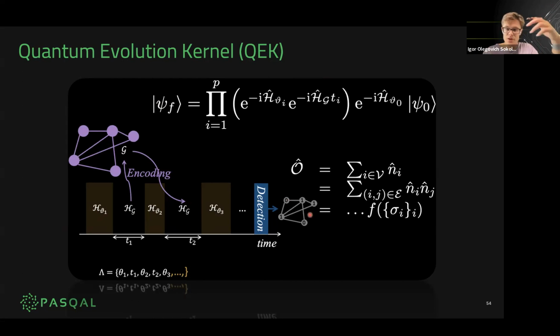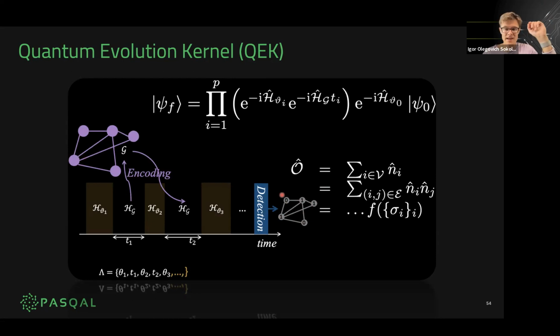And then you measure. What you measure is the occupation of every site, and then you can detect what the state, the bit string, corresponding to this graph is. So the quantum state of your register. If you have 5 qubits, let's say you have this kind of quantum state output, 0110.